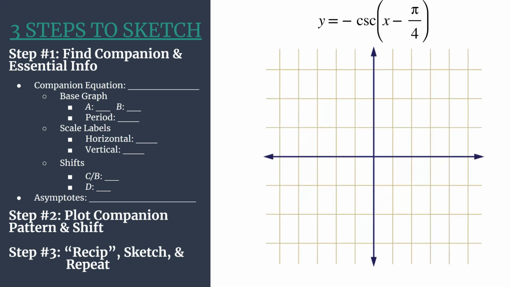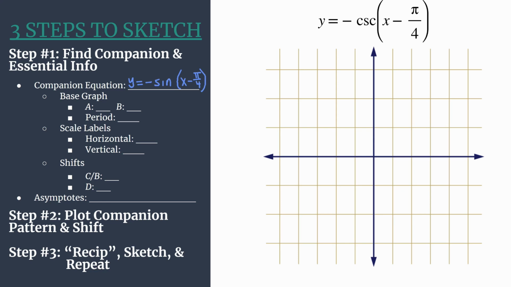And here is our equation again. All right, so starting step 1, we write our companion equation. All you need to do is replace the cosecant with sine. So we're going to be analyzing y equals negative sine of x minus pi over 4. Okay, and once we graph that, we'll be able to change it over into its reciprocal function, which is our cosecant graph that we want.